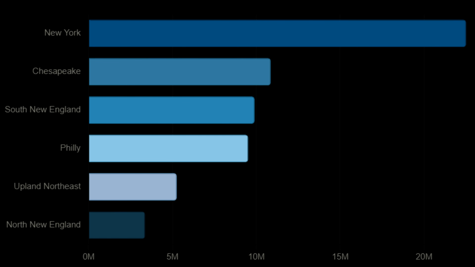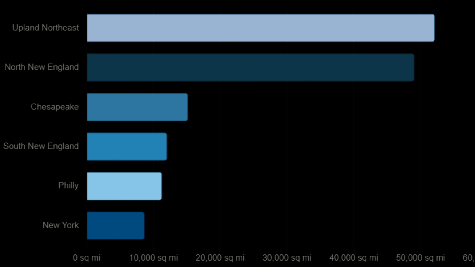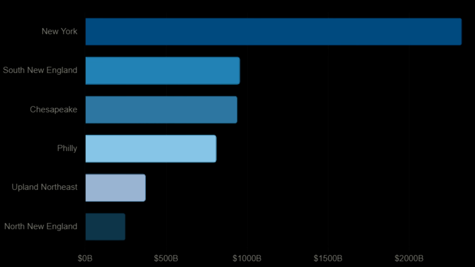As a total, the region holds a population of 61,442,000, or about 18% of the US total population. It also contains an area of 148,637 square miles, giving it a population density of 413 people per square mile, which is the highest of any of the regions. It has a GDP of 5.67 trillion and a GDP per capita of around 92,000, which is the highest out of any region.